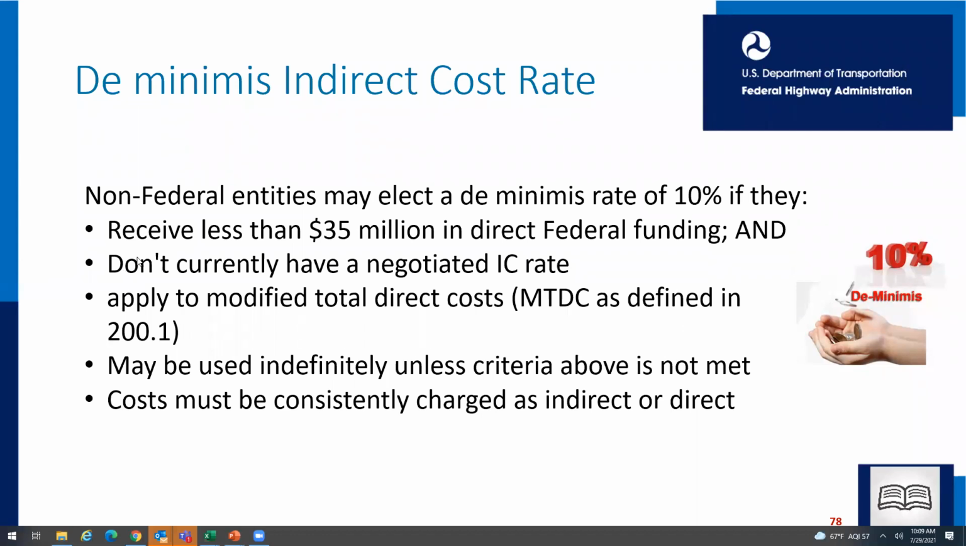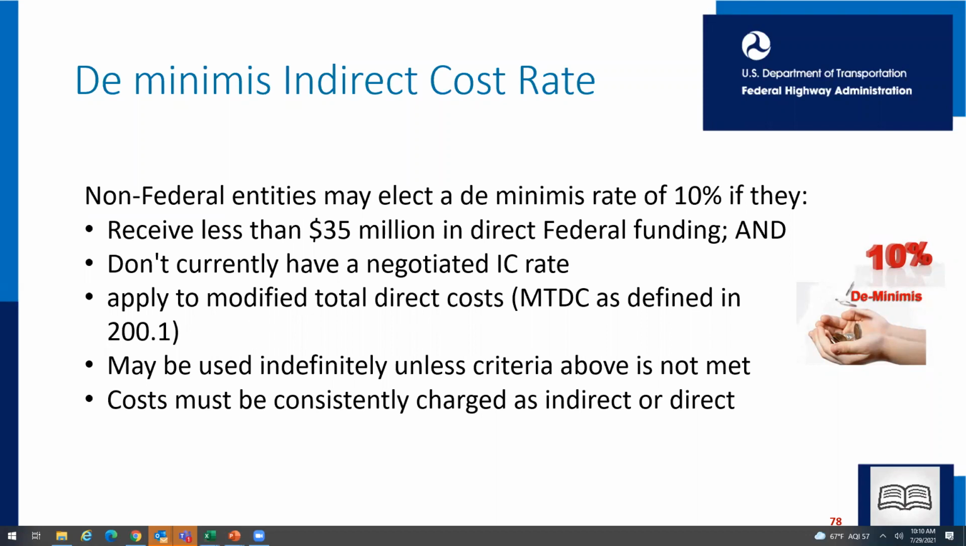What the de minimis rate is, it's 10%, and it can only be applied to modified total direct costs as defined in 2 CFR 200.1. And basically what modified total direct cost means is it includes the normal direct salaries and wages, fringe benefits, materials, supplies, services, which would be like professional services, travel, and subawards and subcontracts up to the first 25,000.